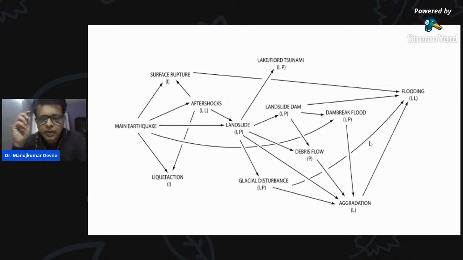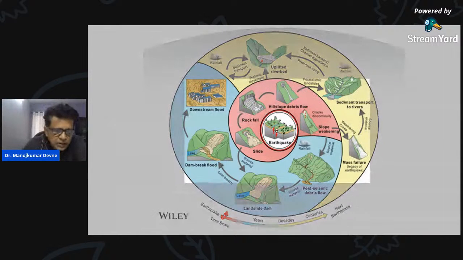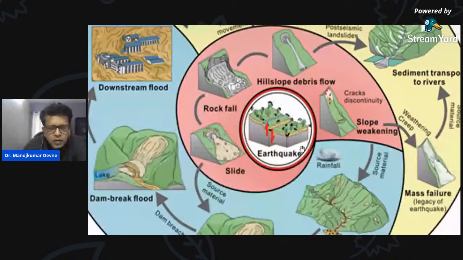In simple words, going to the root cause is possible when you zoom out of that particular event, and you think about how this is linked and what this is linked to, and so on and so forth. Another picture explaining the impact as far as earthquakes are concerned. You'll see that towards the center we have an earthquake.